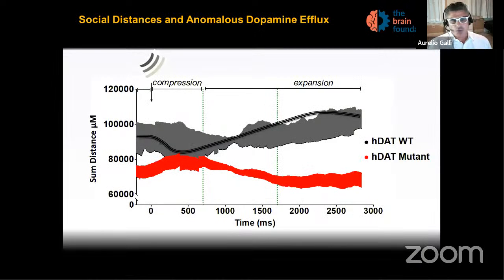And so this is what we saw. This is the wild type, expressing the human DAT, and at the onset of the sound of the predatory wasp, they compress and then they expand. And if you look instead at the mutant, first of all, they start from a compressed state, right? But at the onset of the sound of the predatory wasp, they expand and then they compress. So they do the opposite of what the wild type are doing.